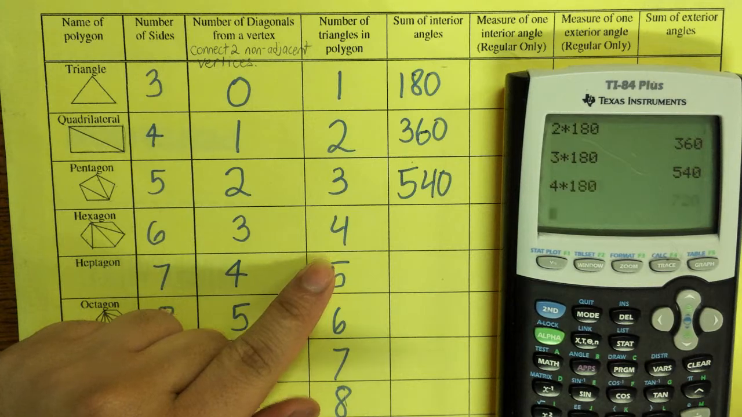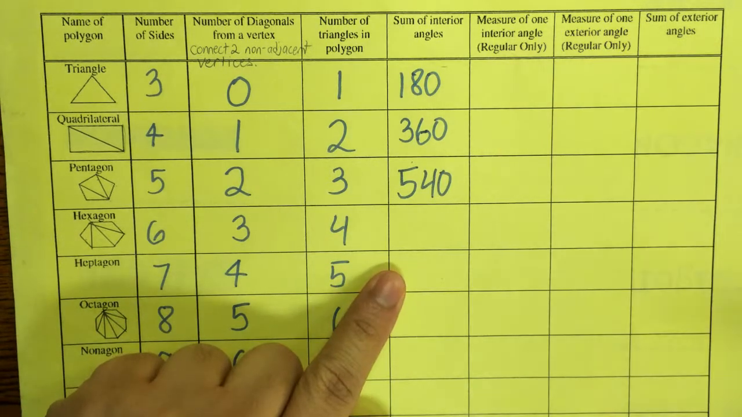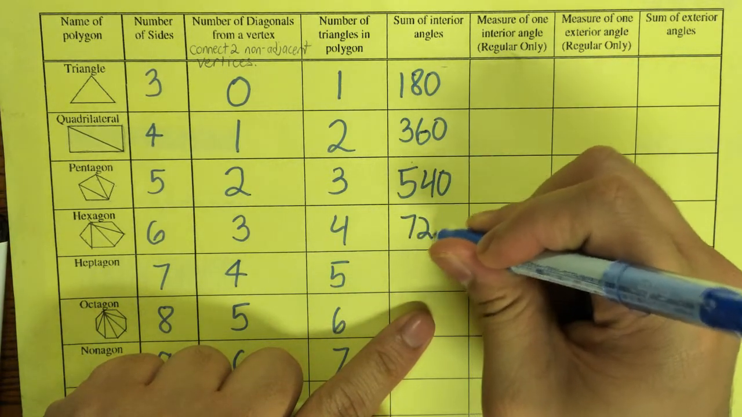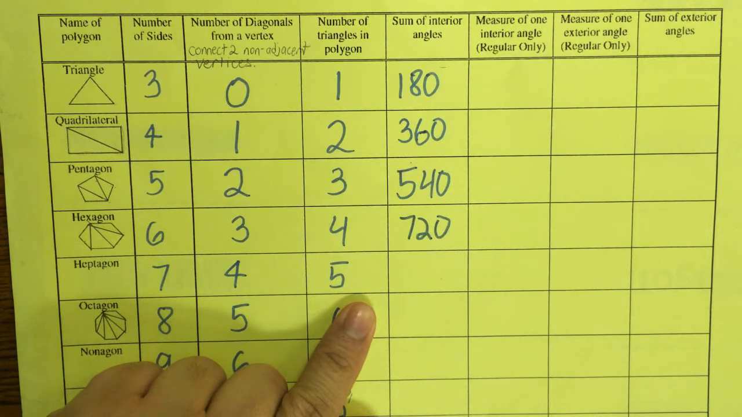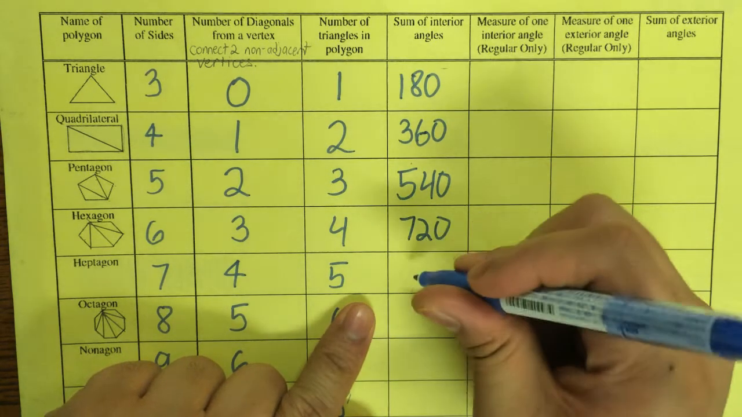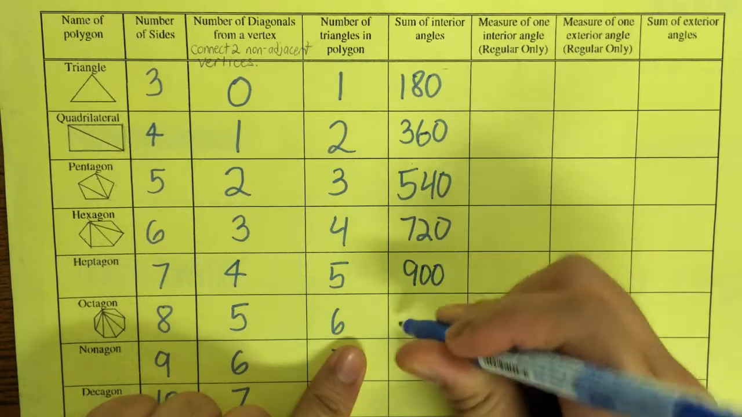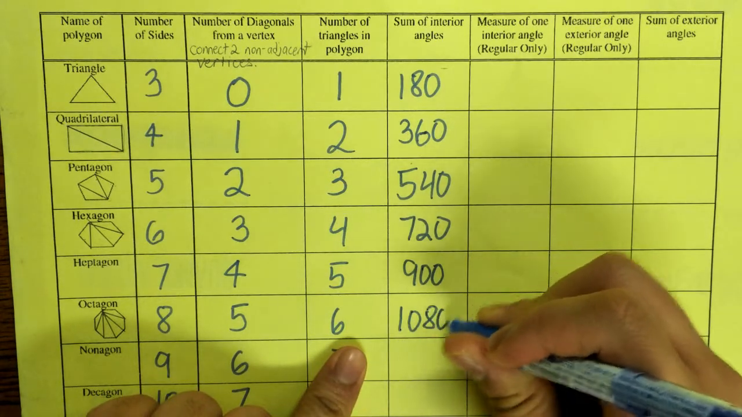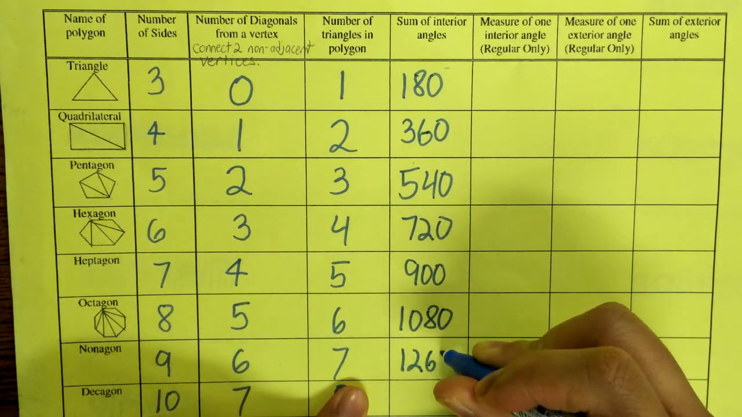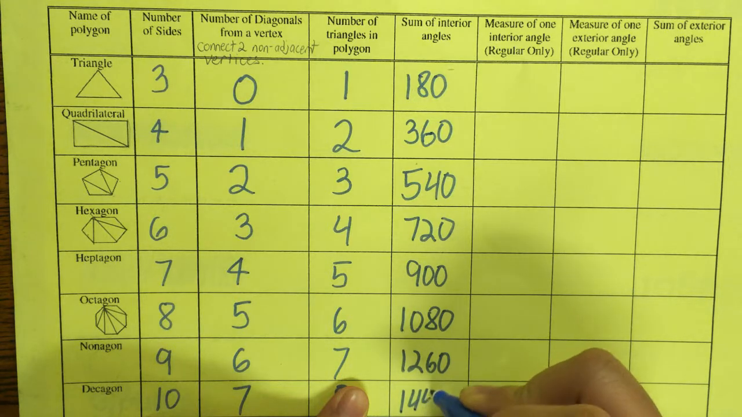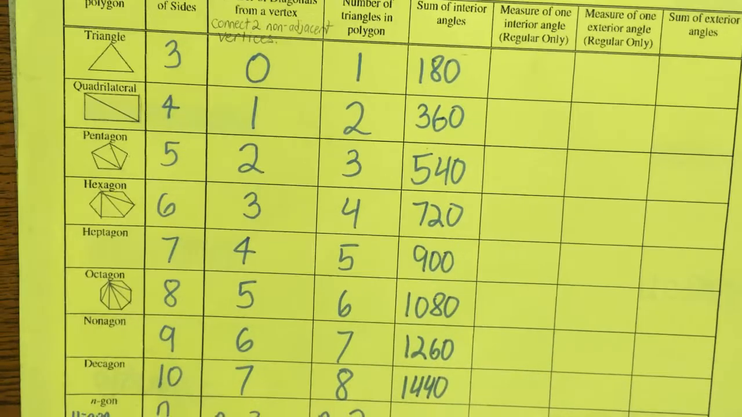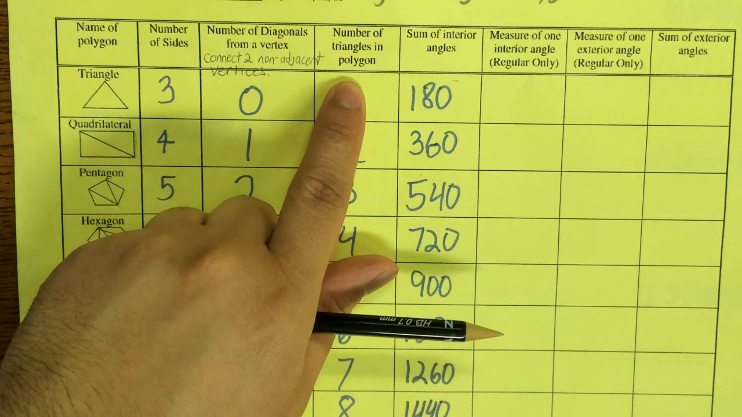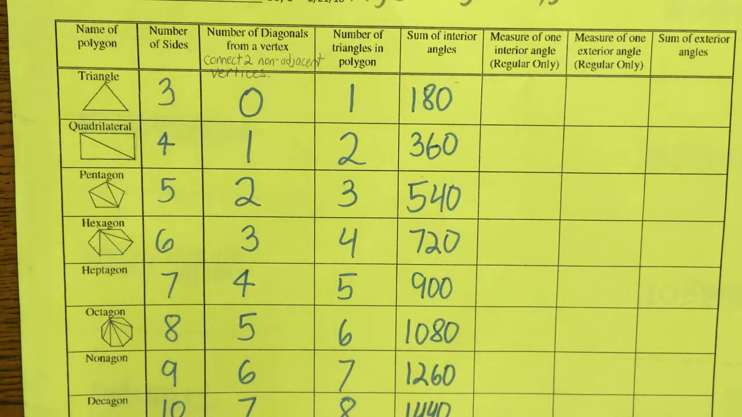4 times 180, get 720. 5 times 180, get me 900. And you get 1080. 1260. 1440. What we did is the number of triangles times 180.